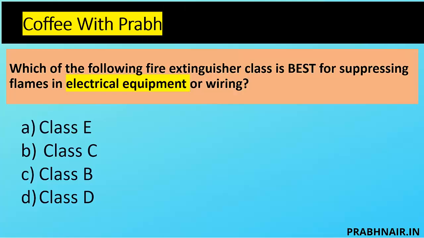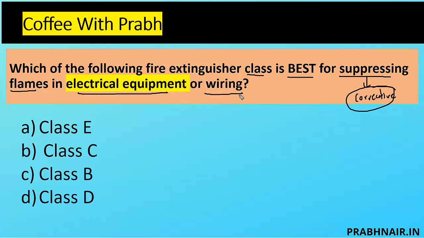Okay, so let's start with the first coffee shot. Which of the following fire extinguisher class is best for suppressing? Suppressing is basically called a corrective control. If any incident happens, we need to reduce the impact. So suppressing is a corrective control. Suppressing flame in an incident in electrical equipment or wiring. The question was specifically talking about best suppressing for electrical equipment. Option A class E, option B class C, option C class B, and option D class D.